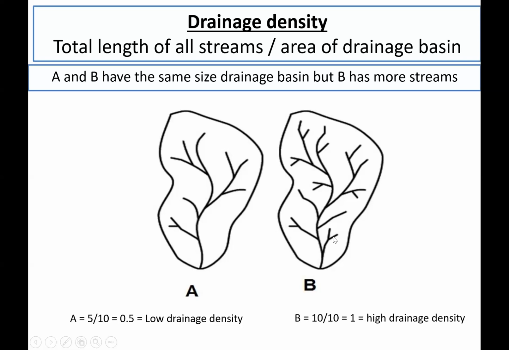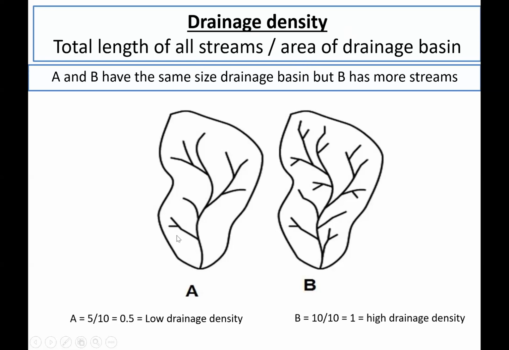And the way we calculate that is we have the total length of all streams and we divide it by the area of the drainage basin. And that gives us a drainage density. The higher the number, the higher the drainage density. The lower the number, the lower the drainage density. So I've just put some made up numbers in here.